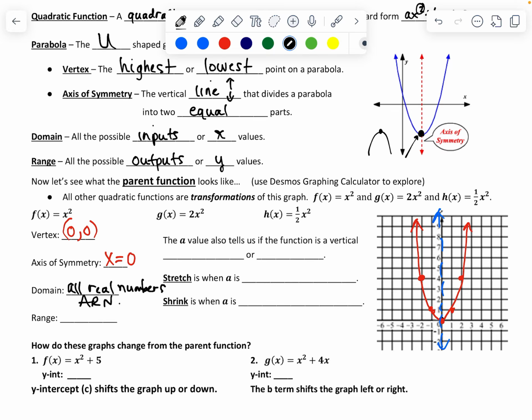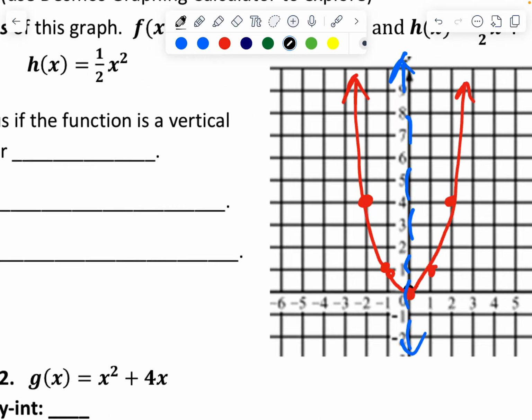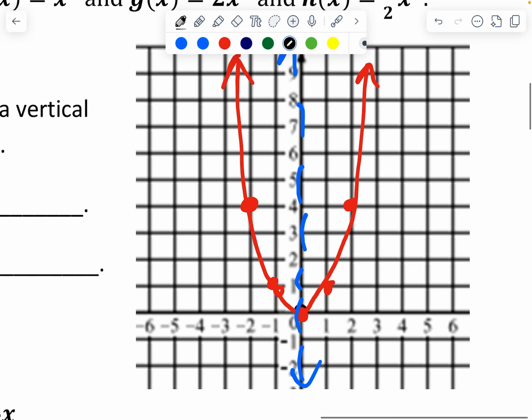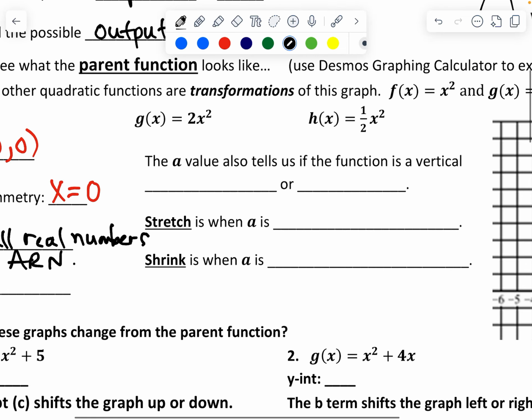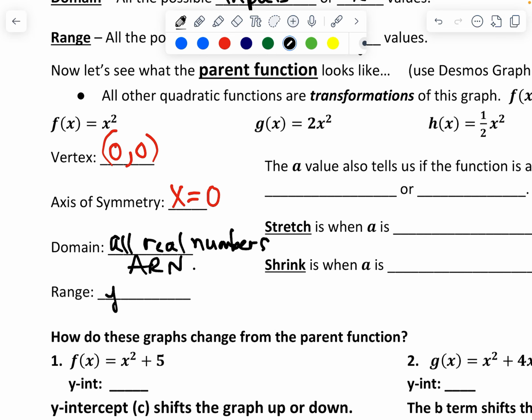Now the range is a little bit different. Okay, let's look at where the graph is. If the graph opens up, that means that the parabola is going to be above the vertex, above the y value. So for this one, we're going to say that y is greater than or equal to 0. It's whatever the y value of the vertex is, so the y value is 0. And it opens up, so it's above the vertex. It's going to be y is greater than or equal to 0.